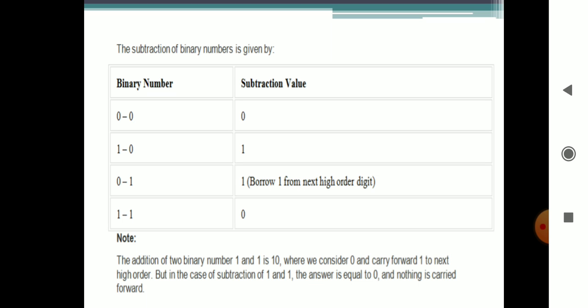So once again, we shall rewind the binary subtraction rules. 0 minus 0 gives 0. 1 minus 0 gives 1. And the point to remember is 0 minus 1 gives the result as 1 with a borrow from next higher order digit. 1 minus 1 equal to 0. Let's remember this. To perform any binary subtraction with binary numbers, we have to keep in mind these rules for binary subtraction. Now it will be clear with an example.